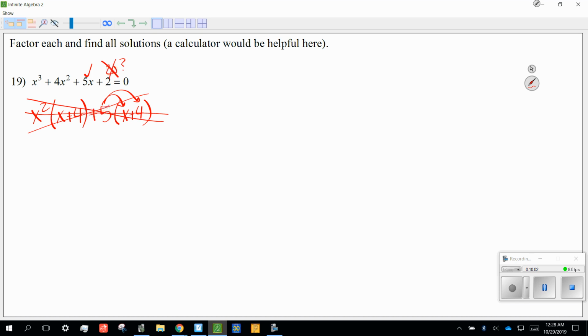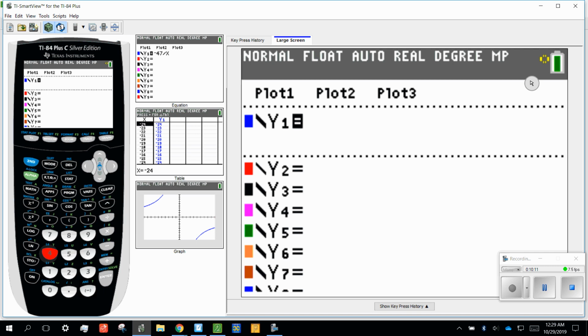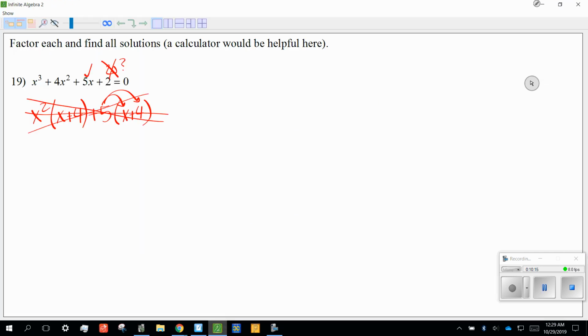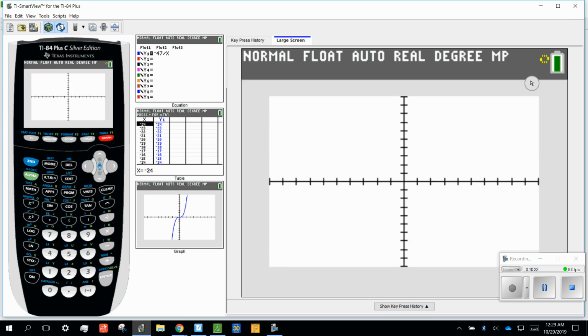You could try it, or you may just recognize it ain't happening. All right, so what we're going to do is go to the calculator and plug that in and see if we can find a real zero. Since it's cubic, we know that it has at least one real zero. That's 5x plus 2. The fundamental theorem of algebra says it has 3 zeros. They don't necessarily have to be real, though.